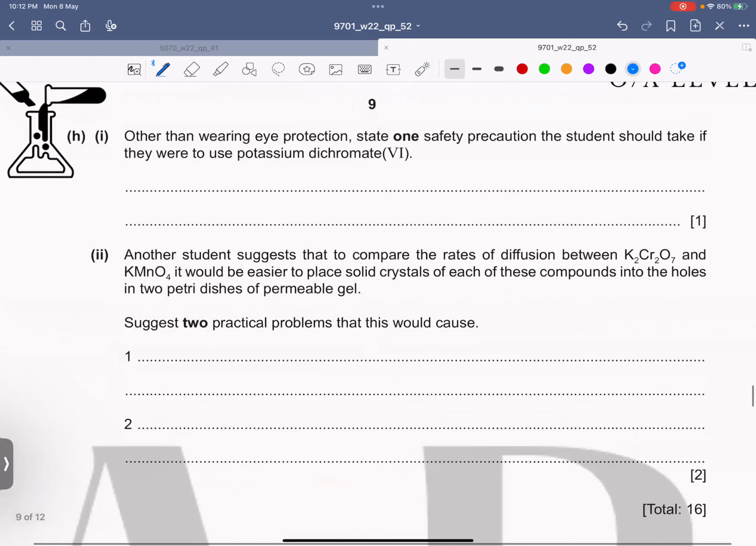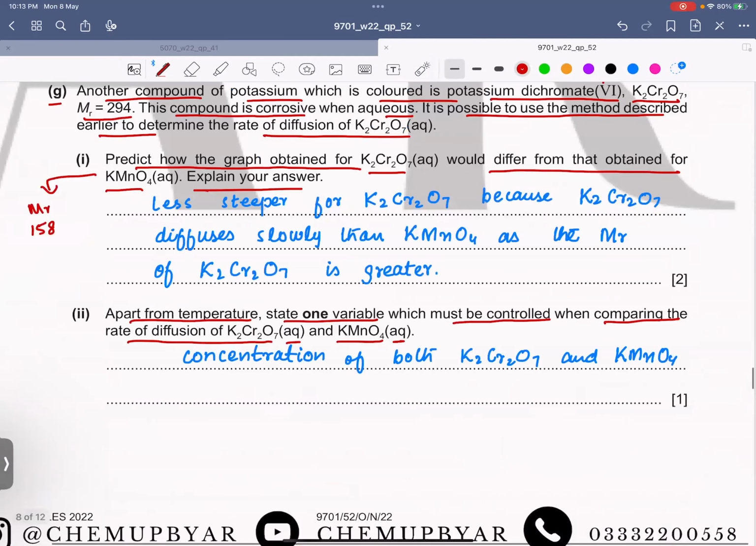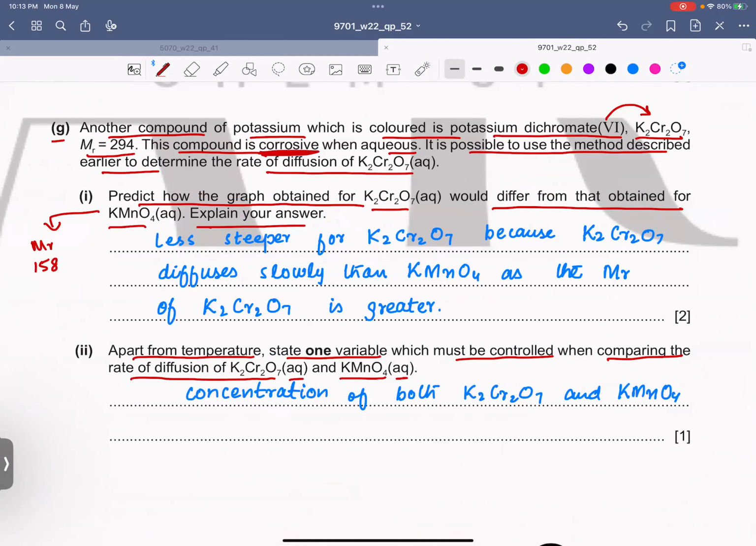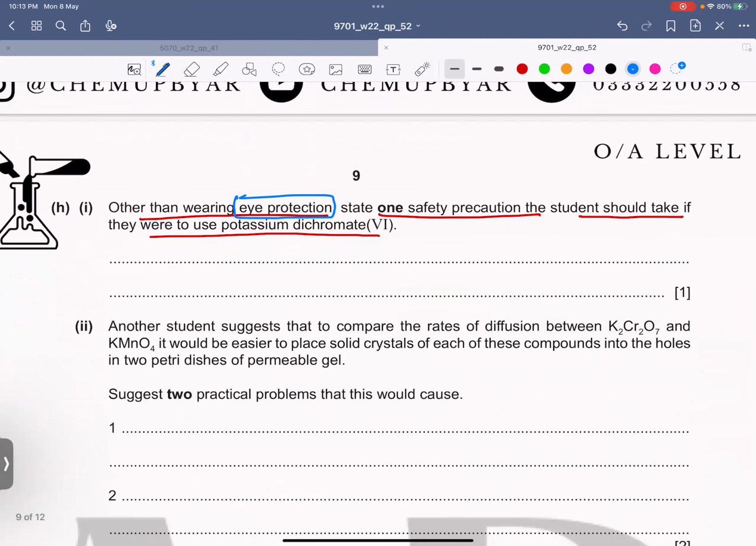Okay. H part. Other than wearing eye protection, state one safety precaution students should take if they were to use potassium dichromate. So see here they have told us that it is corrosive, right? And they are saying to give any protection other than eye protection. So if it's corrosive, it can cause harm to skin. So we can wear chemically resistant gloves.